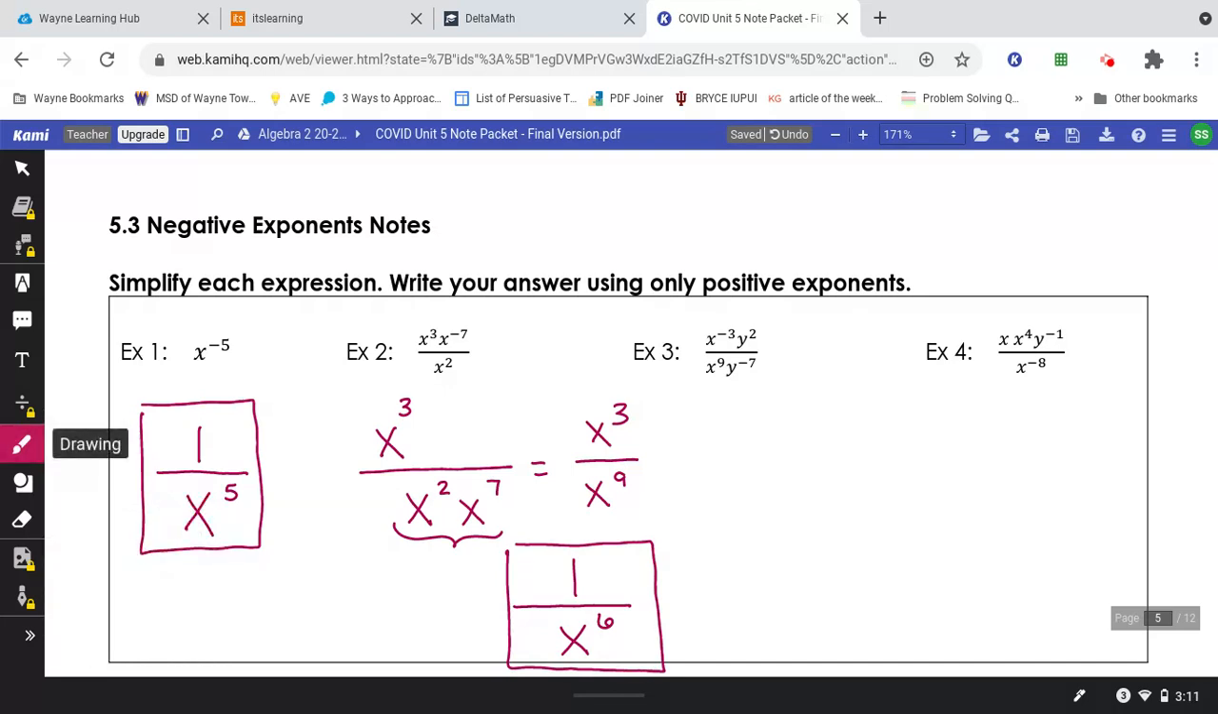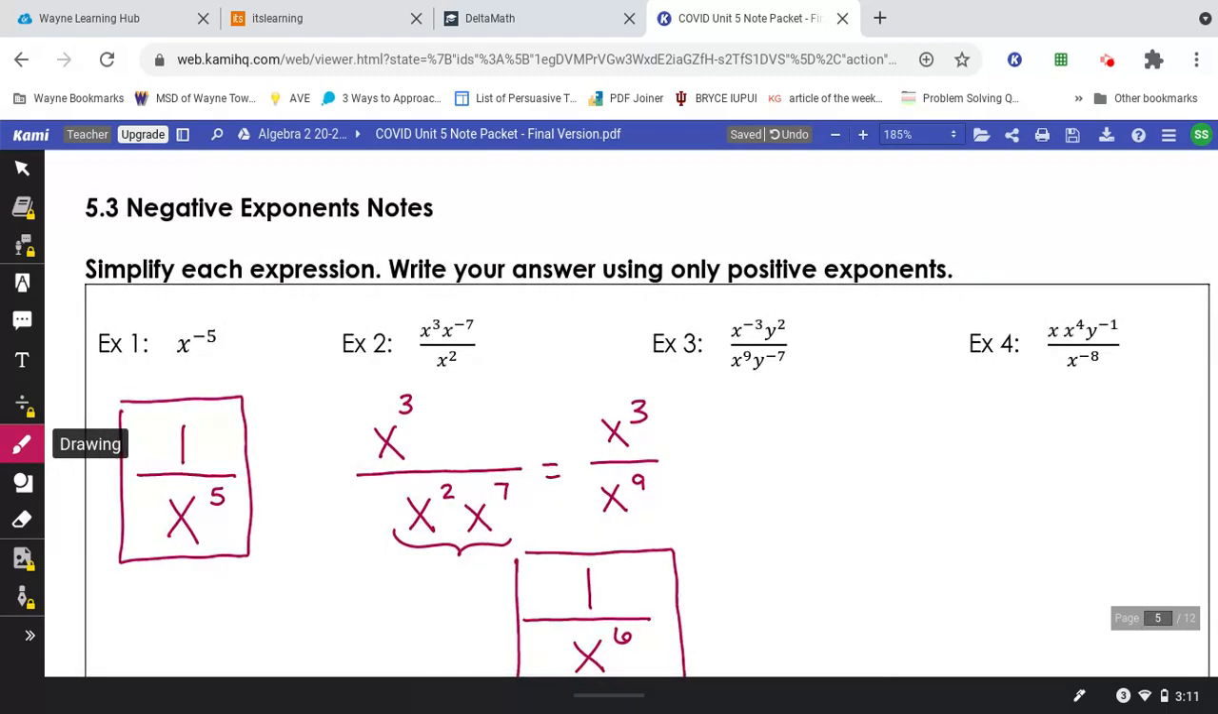Example number 3. Again, my first step is going to be move any negative exponents. So this x to the third will move to the bottom. The y squared will stay at the top. X to the ninth will stay where it is because it's a positive. And y to the negative 7 will move to the top and become positive.